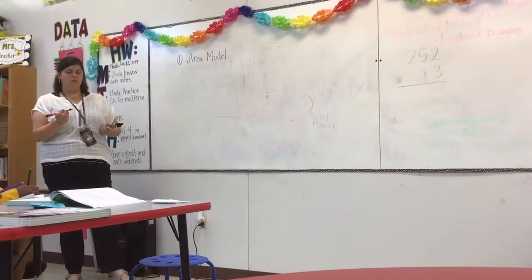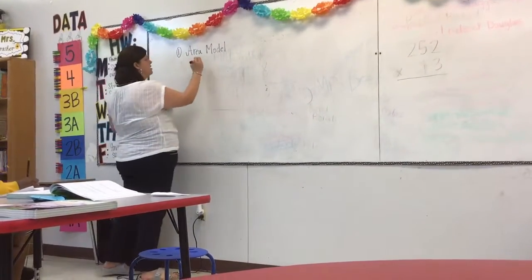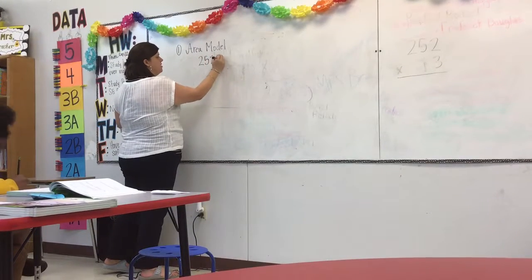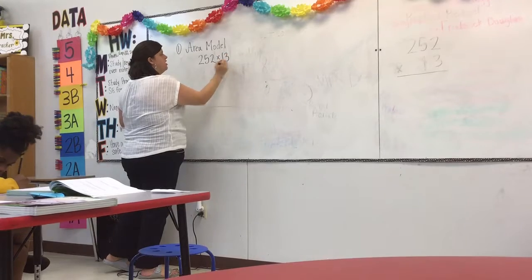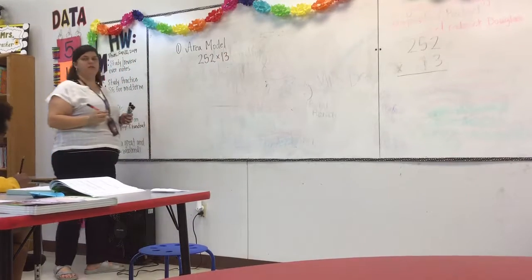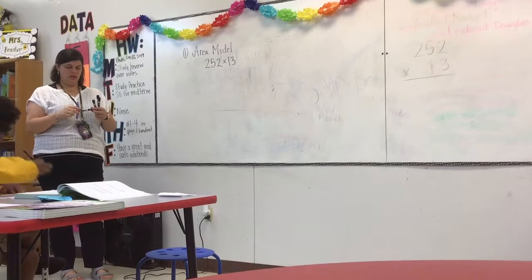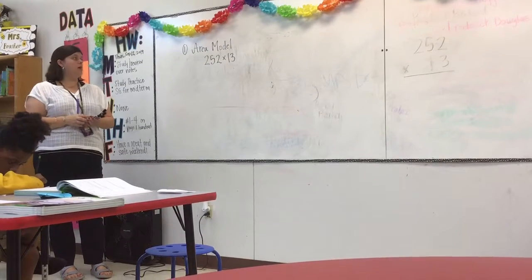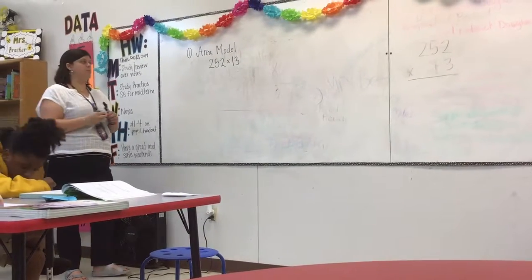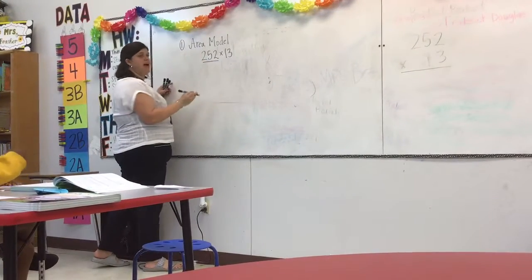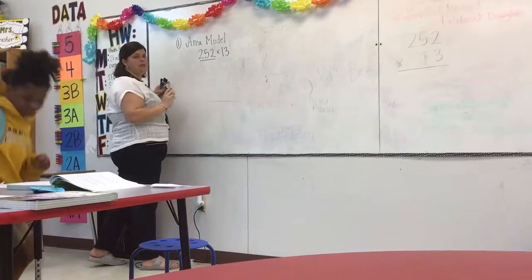Okay, so let's look at it. We're going to do the problem 252 times 13. We're going to do it 4 different ways and show how we get the same answer. When you have this problem, you essentially are just breaking each of the numbers, each of your factors. A factor is just one of the numbers in your problem.